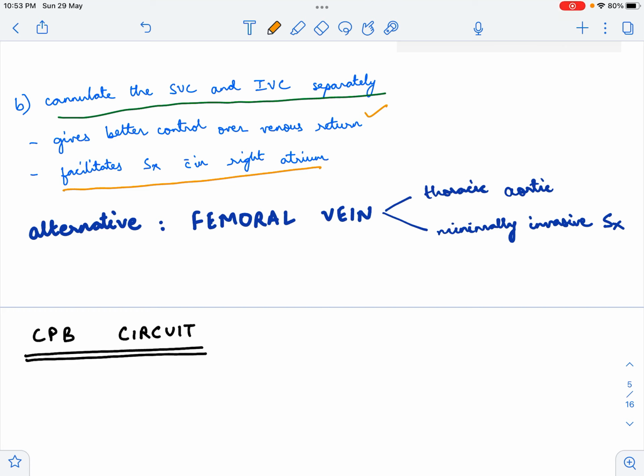Now, an alternative site to cannulation of the vena cava is the femoral vein. Now, when do you cannulate the femoral vein? You will cannulate it in case you want to operate on the thoracic aorta, and if you want to do a minimally invasive surgery.